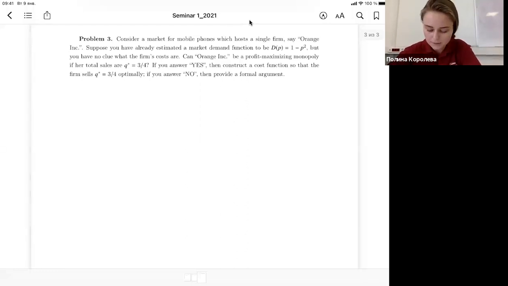Suppose you have already estimated the market demand function, 1 minus p squared, but you have no clue what the firm's costs are. We do not know the cost function. Can Orange Inc. be a profit maximizing monopoly if her total sales are 3 or 4? We should check it. So let's do it.